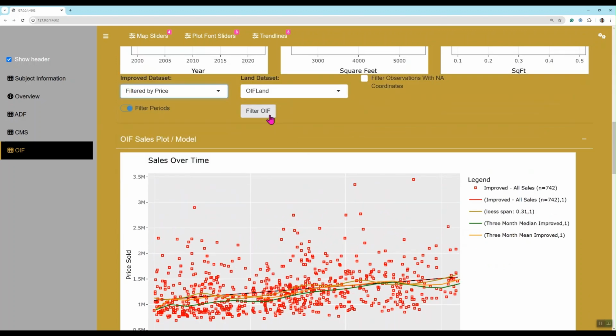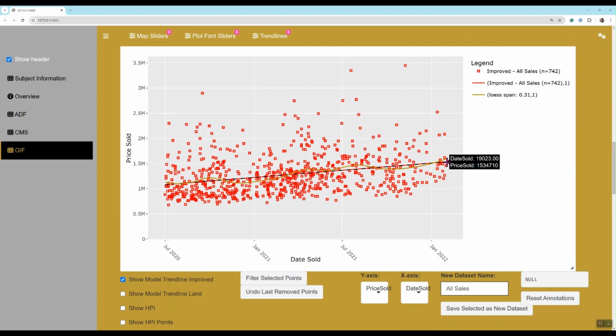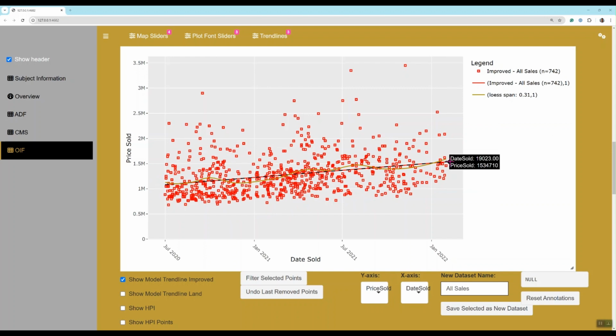So, filtered by price. I'm just going to have to zoom that in. Okay, before I go there, I need to add in some sort of a price index showing this rate of change, dollars per day or percentage or whatever. But for now, I can just do it by math.